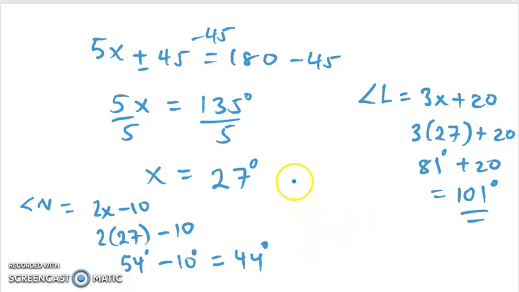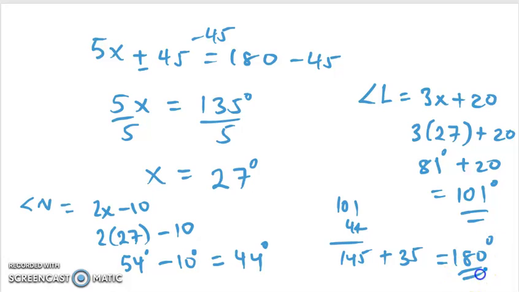We can check if all the angles add up to 180. So 101 plus 44, that is 145, plus the other angle, which was 35, and indeed this all adds up to 180.